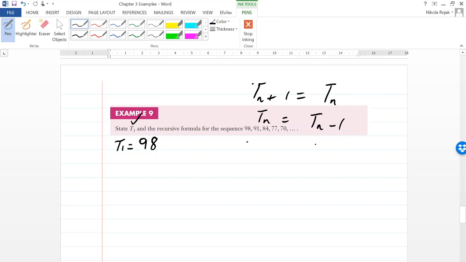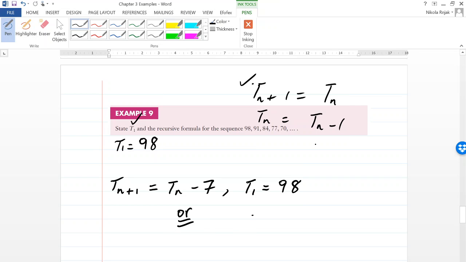First of all, you should notice that to get from one term to the next, you're just taking 7 away each time. So, you can write it like this. To get the next term, t of n plus 1, you take the current term and you take 7. Okay, so you grab the current term and you take 7. And you always have to give a starting point. So in our case, comma, t1 equals 98. That's one way of writing this.